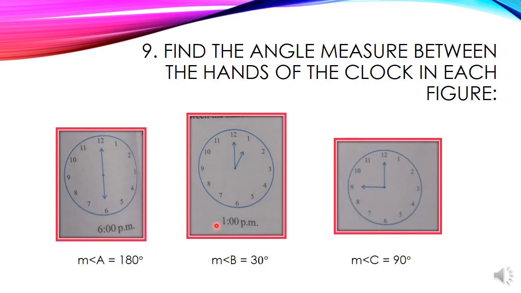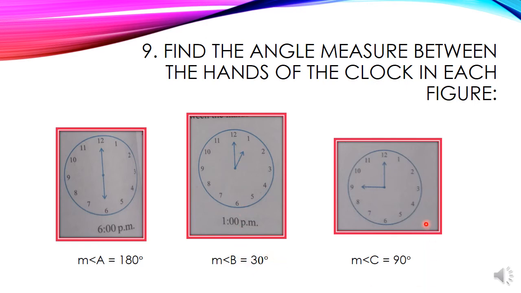Second figure is 1 p.m. Hour hand is at 1 and minute hand is at 12. So the angle made by these hands is equal to 30 degree. It is 1/3 of a right angle. If the right angle is 3 parts, this angle is only one part, so it is 1/3 of right angle and it is equal to 30 degree.